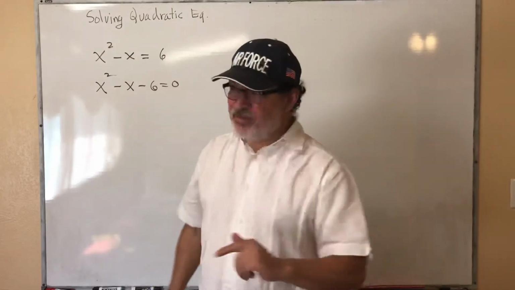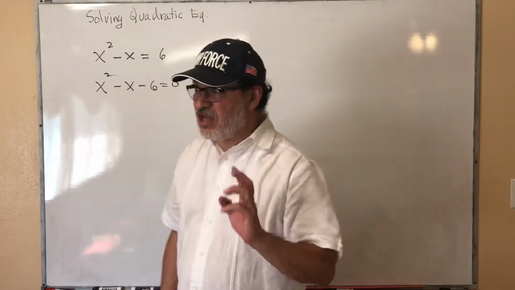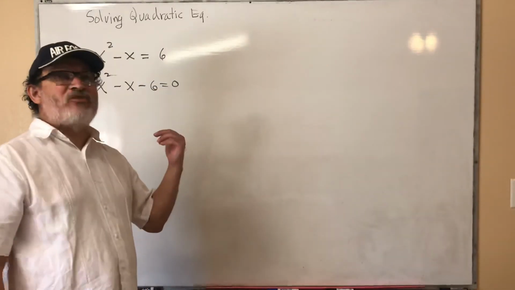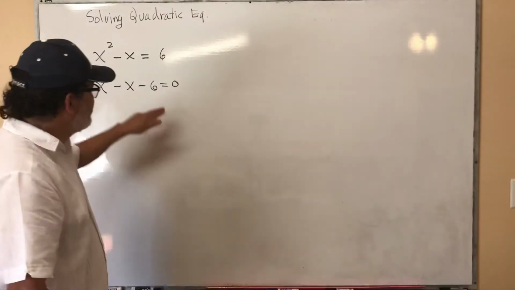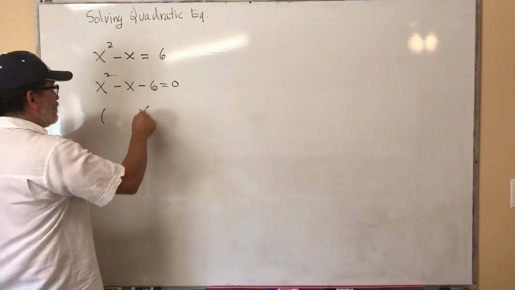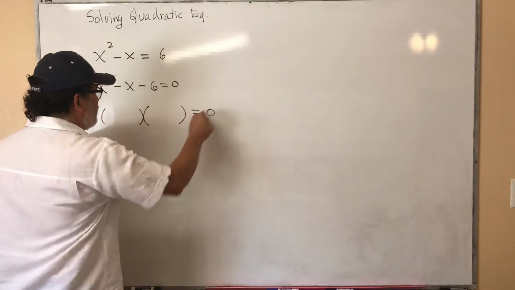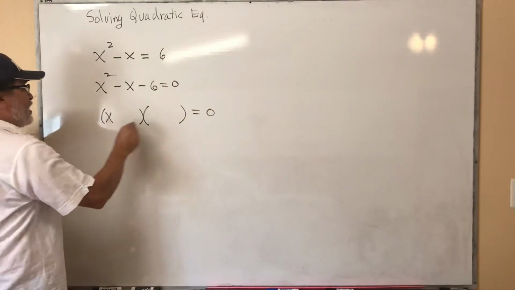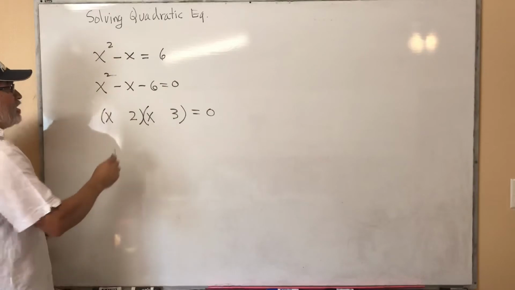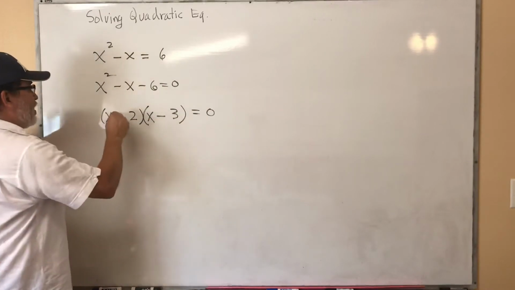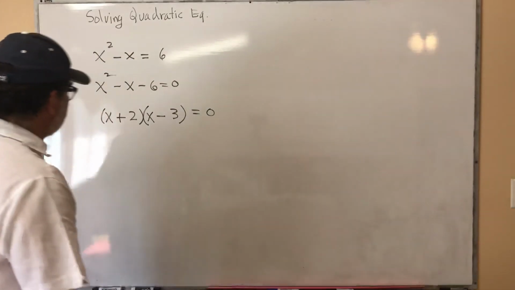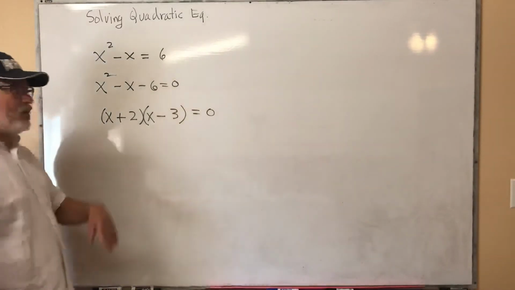The second step to solve a quadratic equation is you need to factor the non-zero side. So factor this side. Okay. And so this is x times x. This is 2 times 3. And this must be negative, and this is positive. And there we go.